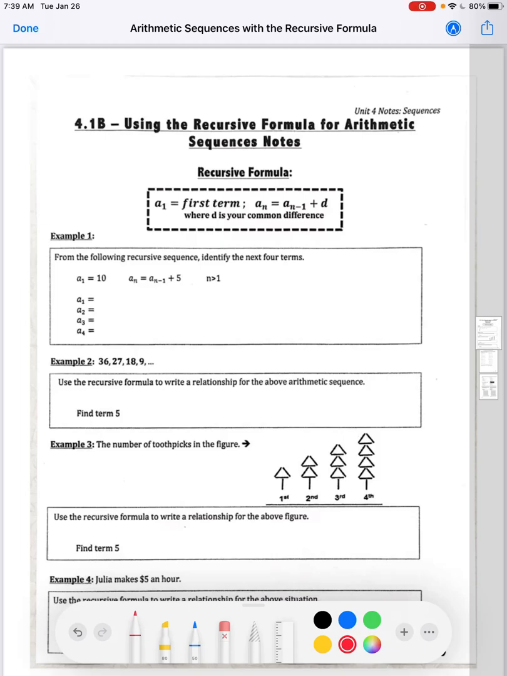Today we're talking about sequences that follow the recursive formula. You'll recall that a sequence is a string of numbers that follows a pattern. There are two kinds of sequences, arithmetic and geometric sequences. Today we're only talking about arithmetic, which are sequences where you find the next point by adding.